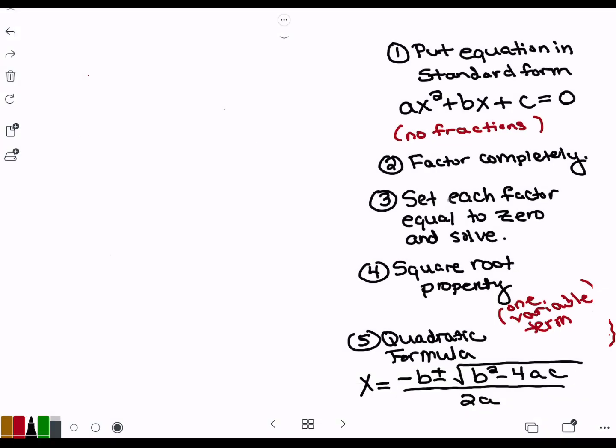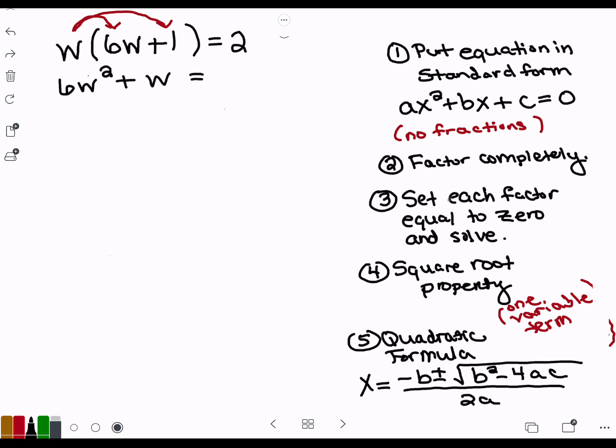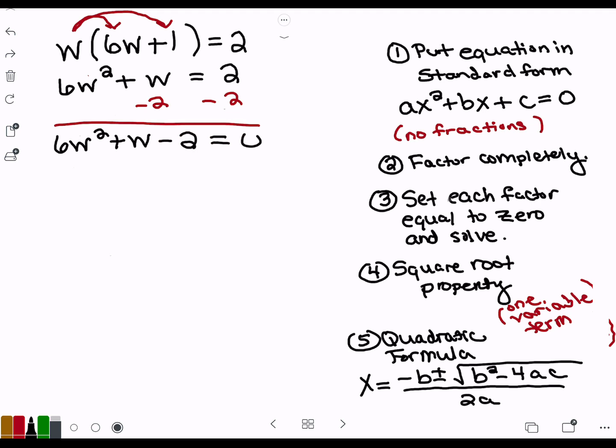So I'm going to put an equation that's not written in standard form. Okay, so this one is not written in standard form, right? So let's try to put it in standard form. First, let me get rid of the parentheses. So I distribute. That's going to create 6w squared plus w is equal to 2. Still not in standard form. I got to move the 2 over. So move the 2 over. You get 6w squared plus w minus 2 is equal to 0. That's set up in standard form.